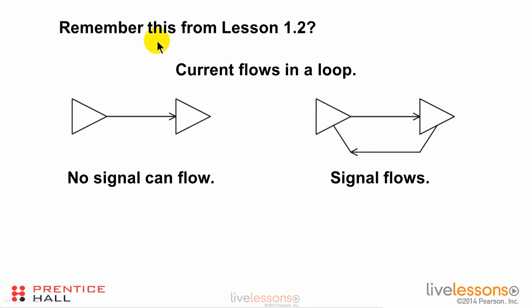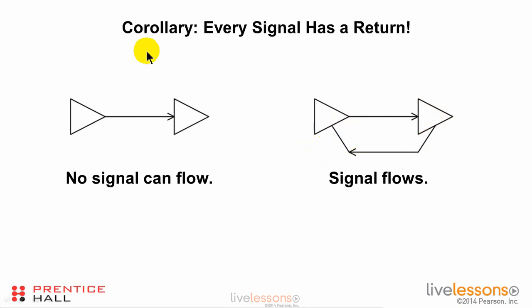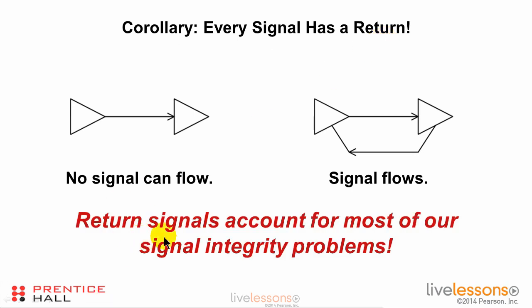We also said in lesson 2 that current flows in a loop. If we simply have a driver and a receiver and a trace connecting them, current can't flow and a signal can't flow. But if we have a return path for the current, then signals can flow. And the corollary to that rule is that every signal has a return, and you need to know where that is because it's the return signals that account for most of our signal integrity problems.